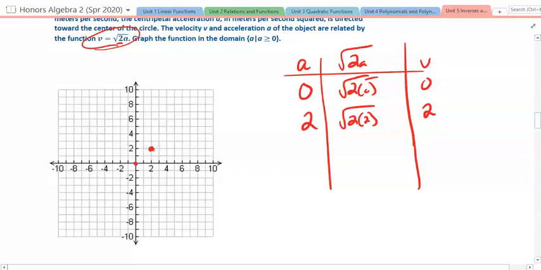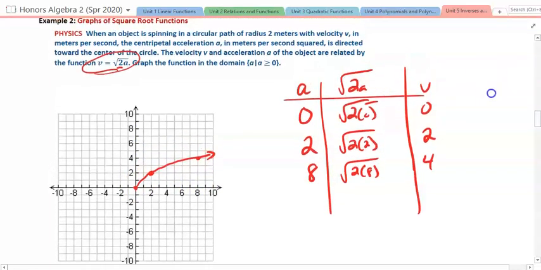The next value I can plug in and get a nice value out of is 8. We could do 4, but that gives us 8 as the square root, and square root of 8 is not nice. Our next number that's going to come out nice is 8, because 2 times 8 is 16. The square root of that is 4, and so I end up with the ordered pair 8, 4. And we end up with this picture here.